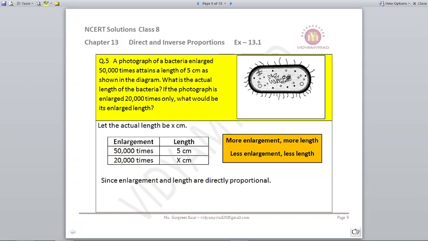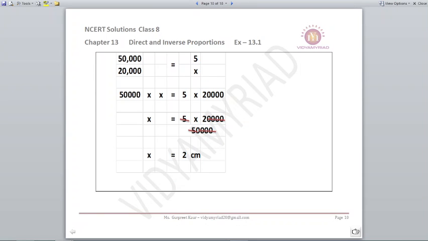Let us assume it as x. So more the enlargement, more the length. Less enlargement, less length. So here enlargement is reduced from 50 to 20. Definitely the length will also be reduced. So what we are going to do is just cross multiply the fraction. You will get x is equal to 2 centimeters.